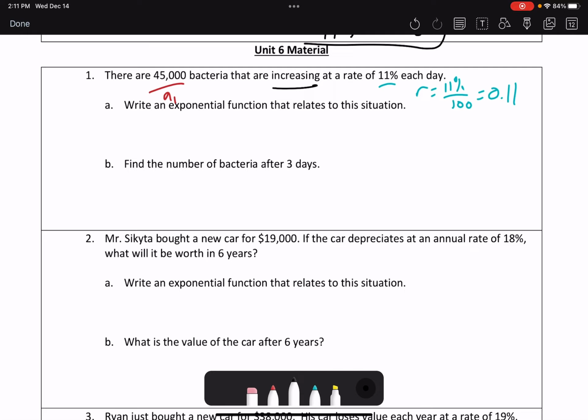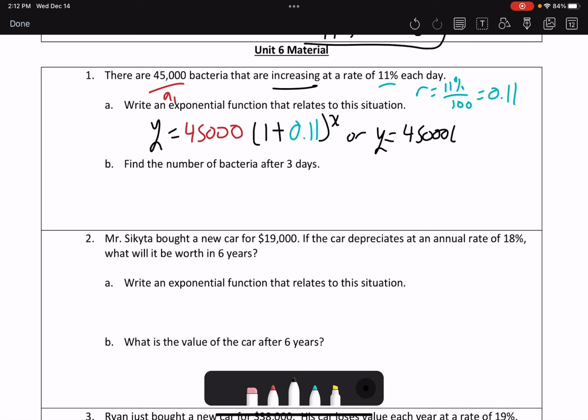it's increasing. So my function is going to be that y is equal to my initial value of 45,000 multiplied by 1 plus 0.11 raised to the x power. I could also write this by combining those terms inside the parentheses as y equals 45,000 times 1.11 to the x power. Then it says find the number of bacteria after 3 days.